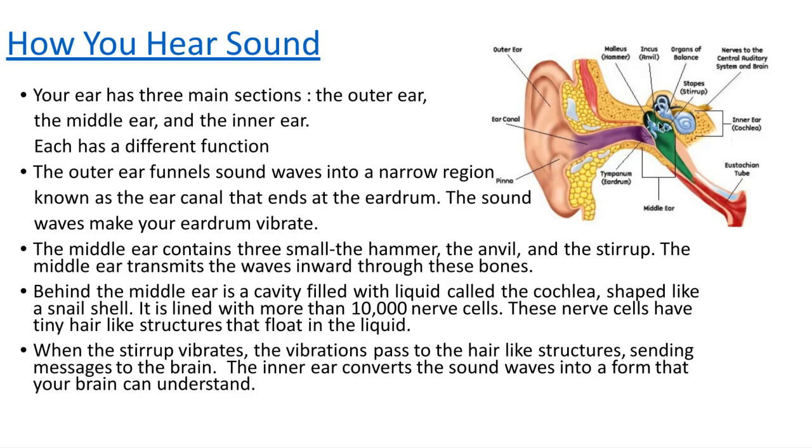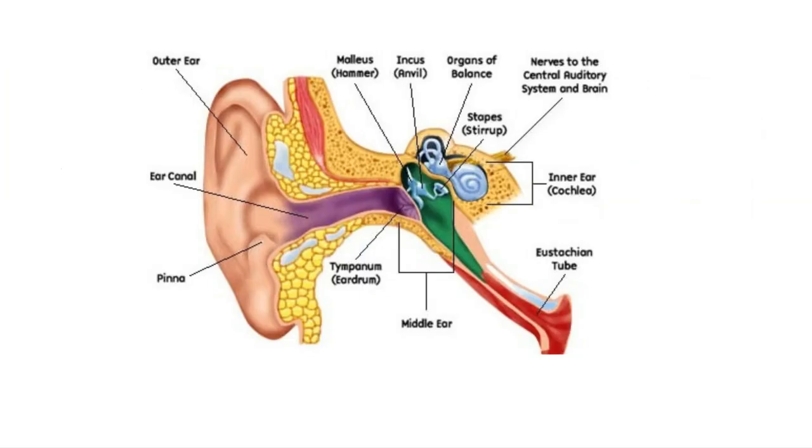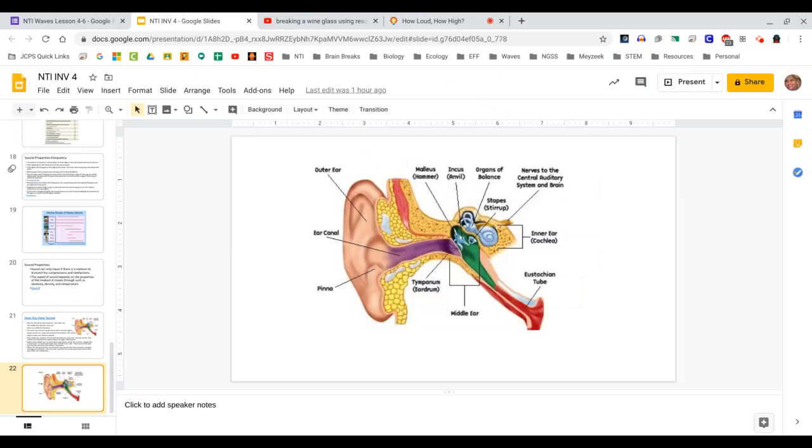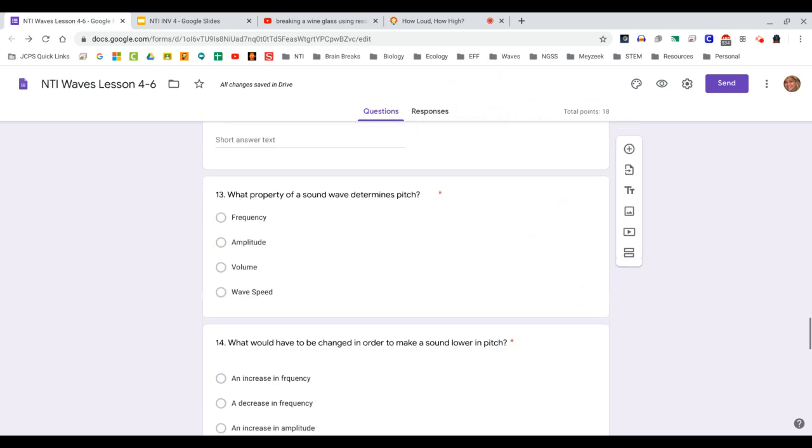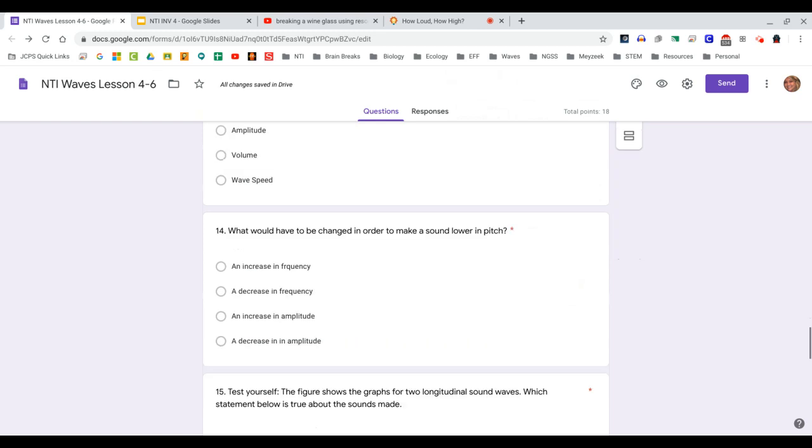Now, when the stirrup, so let's find that stirrup, when this vibrates right here, the vibrations will pass to the hair-like structures, sending messages to the brain. Well, the inner ear and the cochlea will convert these sound waves into a form that your brain can understand. And the video linked right here in the text, the title, will go a little bit more in depth with that. And then there's just a bigger version of that model for you to take a look at. And so that's all I've got for you for this. This should help you kind of summarize those relationships between volume and amplitude and pitch and frequency.